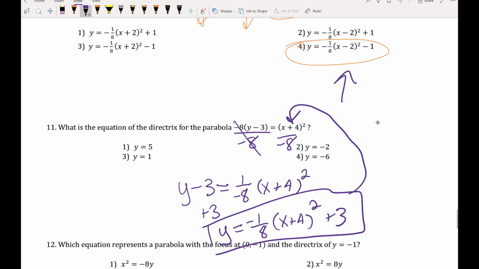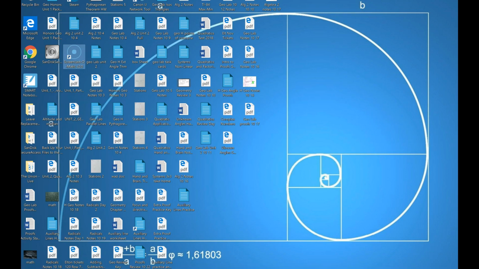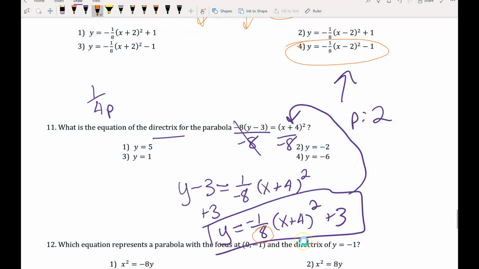So it says, what is the equation for the directrix for this parabola? Well, you need to identify a couple things here. I know my p-value is going to be 2, because I know that the beginning of the equation goes 1 over 4p. So if instead of 4p I've got this 8 down here, I know the p had to be 2 to plug in there.